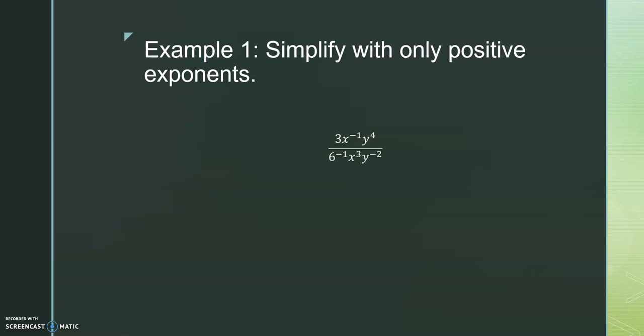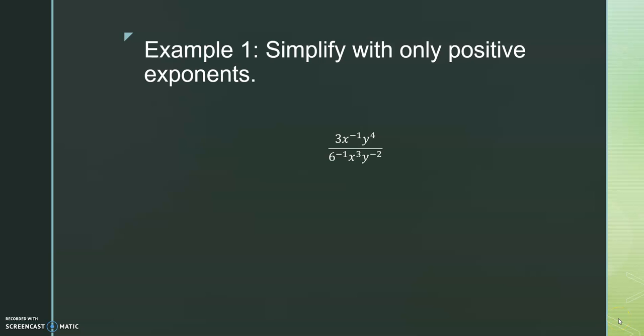3 times x to the negative 1 times y to the fourth, divided by 6 to the negative 1, x to the third, y to the negative second. Take a look at what has a negative exponent and where it's going to move. If it has a negative exponent and it's in the numerator, move it to the denominator. If it has a negative exponent and it's in the denominator, move it to the numerator.